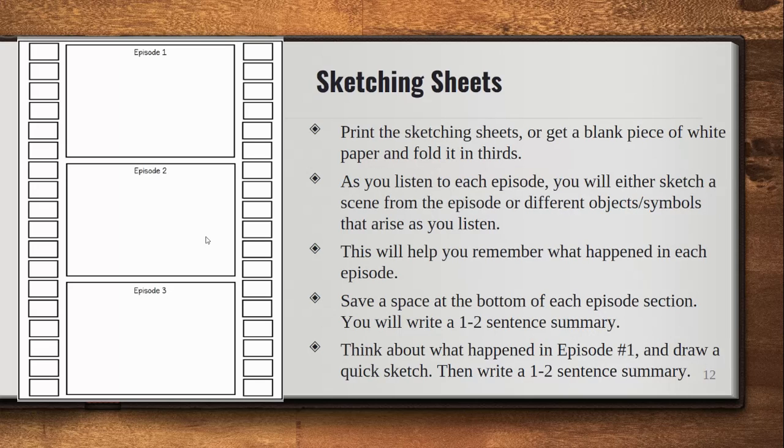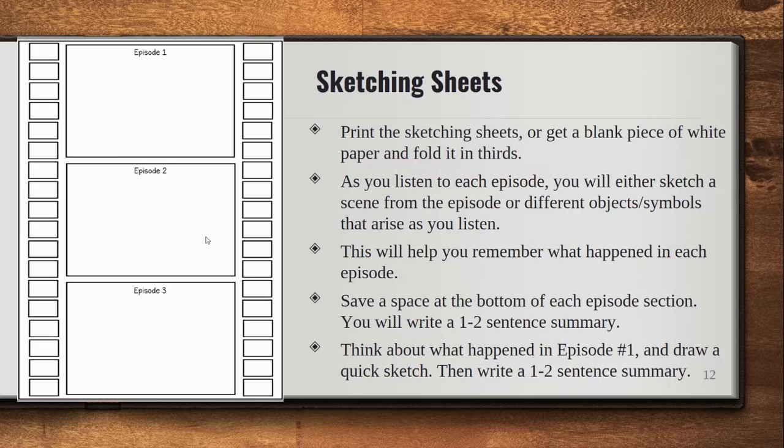It says print the sketching sheets or get a blank piece of white paper and fold it into thirds. As you listen to each episode, you will either sketch a scene from the episode or different object symbols that arise as you listen. This will help you remember what happened in each episode. Save a space at the bottom of each episode section because you will write a 1 to 2 sentence summary of the episode as well.